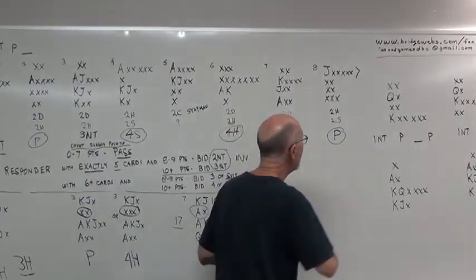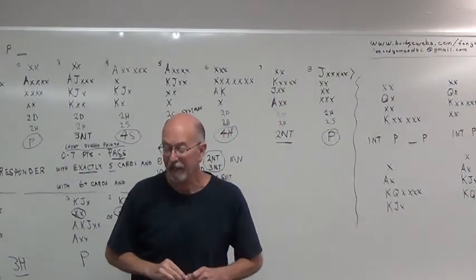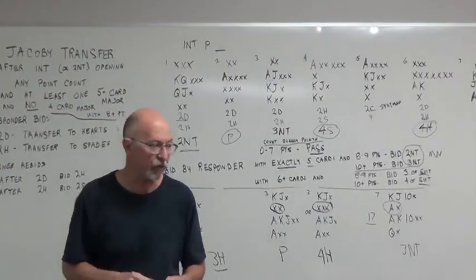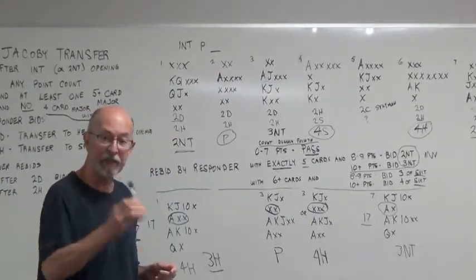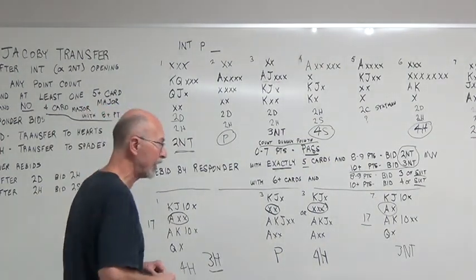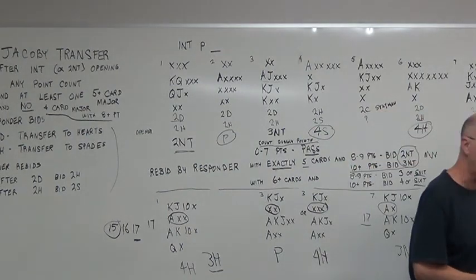So I'm going to talk about minors. Generally, we decided that if you have a golden fit, 8 cards in a suit, you're better off playing in either hearts, spades, or 3 no trump. You want to play in 3 no trump when you have the fit in diamonds or clubs.